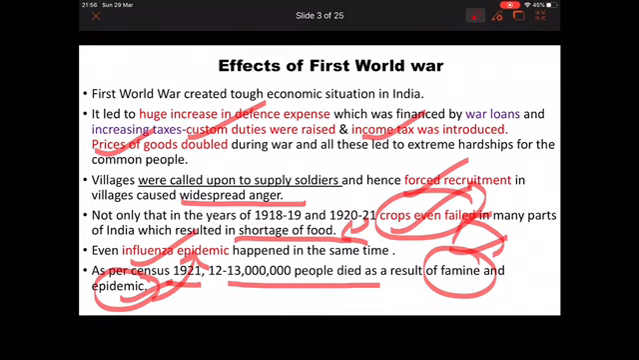So these are the first effects of the World War. If the question comes to you, what are the effects of the First World War, or what were the impacts of the First World War on India? The first effect which the World War had on India was that the economic situation went down. And how did the economic situation go down? You need to discuss the customs duties, the income tax, the doubling of the price of goods, the forceful recruitment of soldiers, and then why the crops failed. When the crops fail, there will be shortage of food. If there's a shortage of food, there will be famine. And at that time, like corona we are having, we had an influenza epidemic. So as per census 1921, 12 to 13 million people died. This was really a sad part actually.